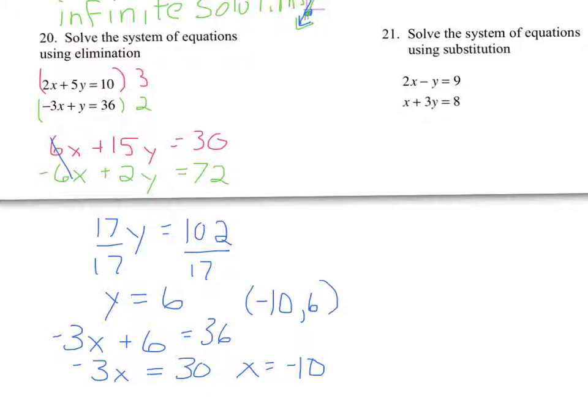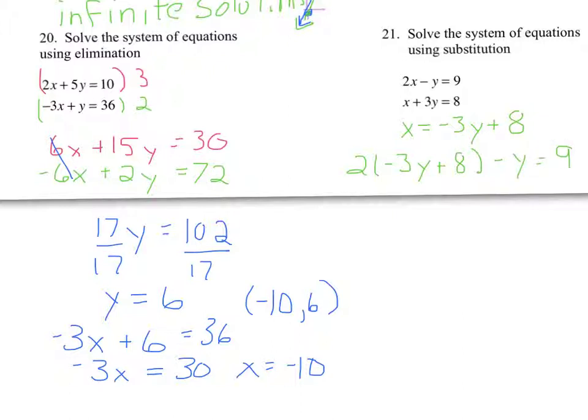For the last problem, we want to solve using substitution. So we want to take a variable that looks easiest to isolate and move everybody over to the other side. To me, it looks like the x in the second equation is pretty easy to isolate. So I am going to subtract 3y to the other side. Now I'm ready to substitute negative 3y plus 8 into the first equation. So the 2 is going to stay, and in for the x is going to go the negative 3y plus 8, and then I still have the minus y equals 9.